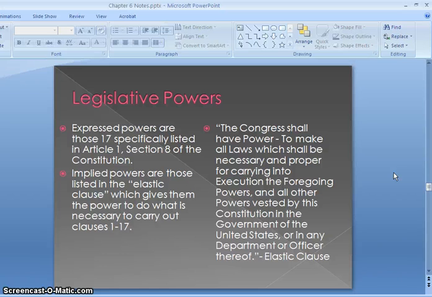Legislative powers, implied powers are those listed. Okay, express powers are in Article 1, Section 8, which you should be looking through. Okay, I'm not really going to go through this slide with you.